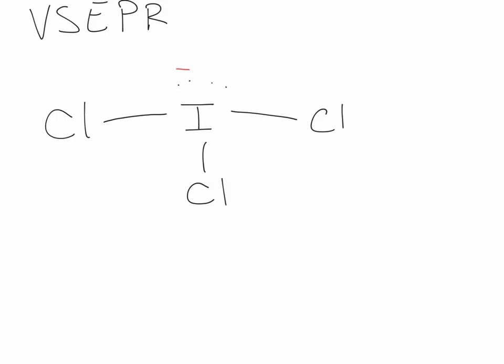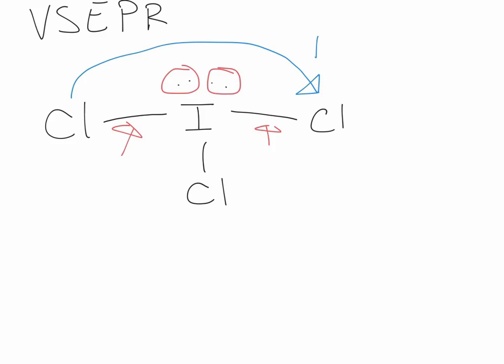So these lone pairs right here, as shown earlier in the Lewis dot, have a much stronger repulsion strength than the bonded pairs that are right here. So this forces the angle between these 2 chlorines to be greater than 180 degrees. And since these chlorines right here are pushed down, the angle between these 2 chlorines would be less than 90 degrees.